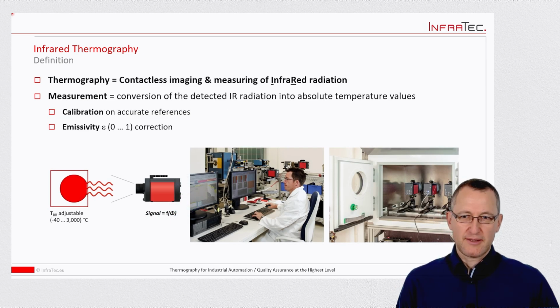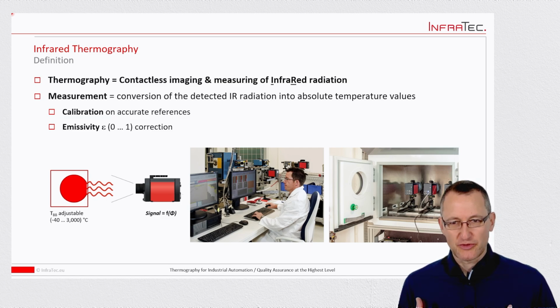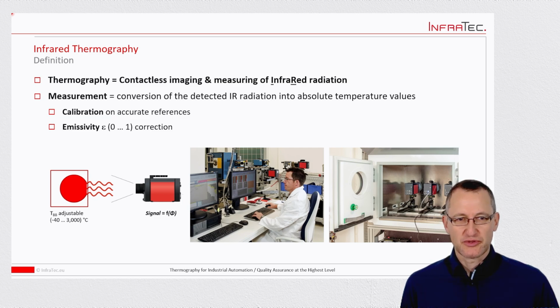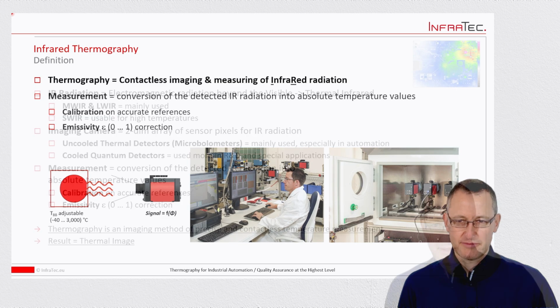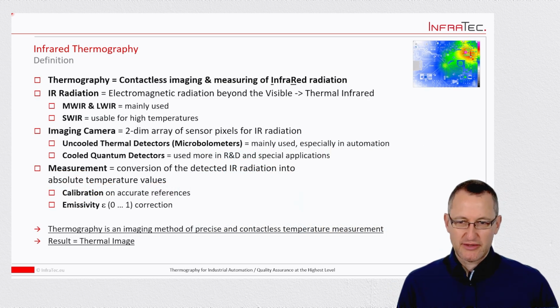Okay, let's move on. We can collect the infrared radiation, but if we want to have temperature values, we need to do a conversion of the detected infrared radiation into absolute temperature values. This requires a calibration that is done in the calibration lab. It also requires an emissivity correction, depending on the sample that needs to be measured. So let's have a summary. Thermography is an imaging method of precise and contactless temperature measurement, and the result is a thermal image, as we can see over here.